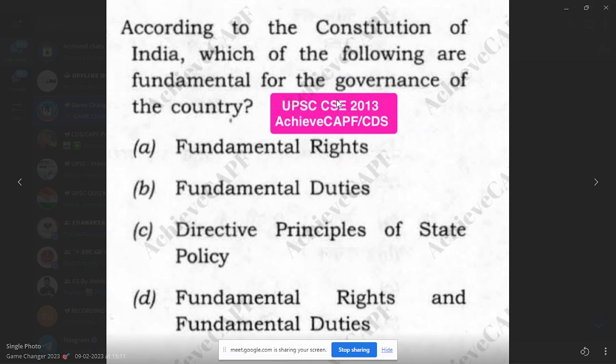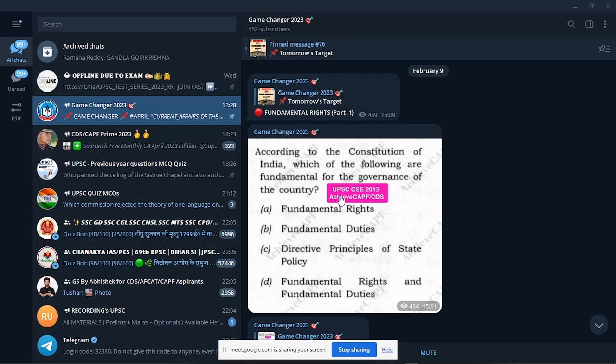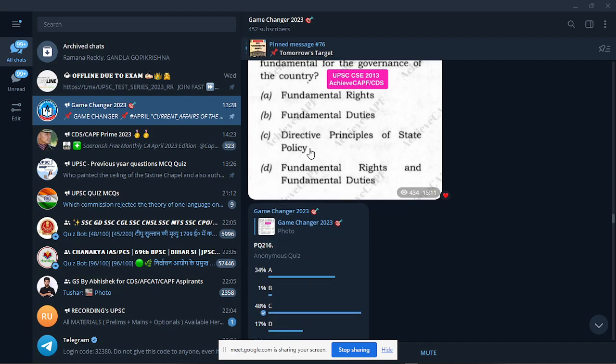According to the Constitution of India, which of the following are fundamental for the governance of the country? Fundamental rights, fundamental duties, directive principles of state policy, fundamental rights and fundamental duties. C.